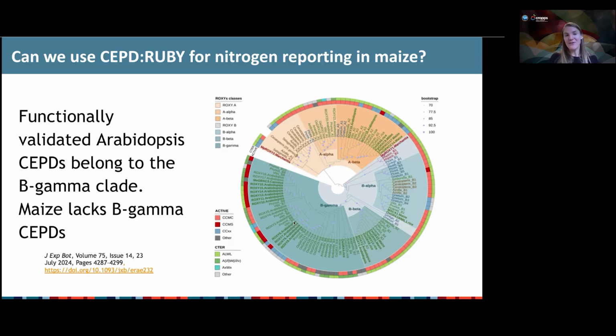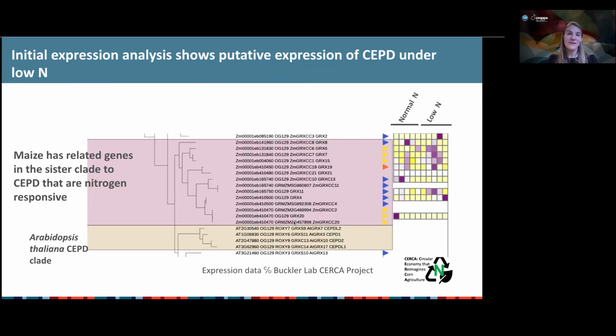Maize SEPDs are lacking from this clade and are instead found in the sister clade B beta, indicating that similar to our work in tomato, foundational data is going to be essential for engineering a functional route for SEPD-based nitrogen monitoring in maize. We have started this analysis by investigating nitrogen responsiveness in SEPD-related maize paralogs, and here you can see some promising leads that set the basis for our future work on engineering nitrogen sensors in maize. I'll now hand you over to Mike Gore, who has led the evaluation of our nitrogen reporter plants in the field with amazing results.